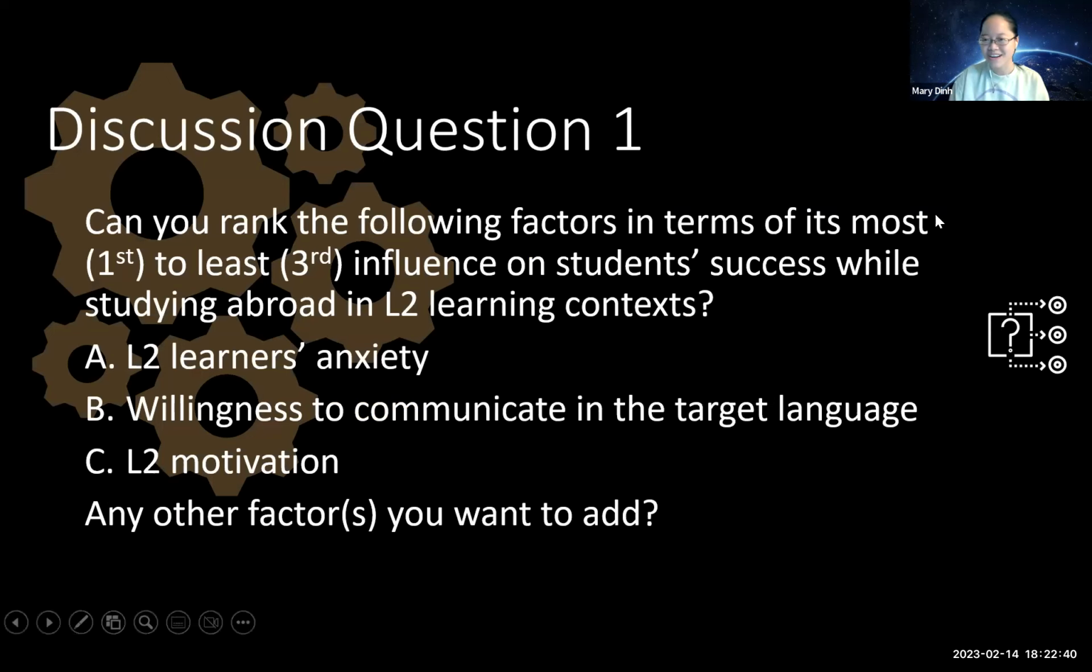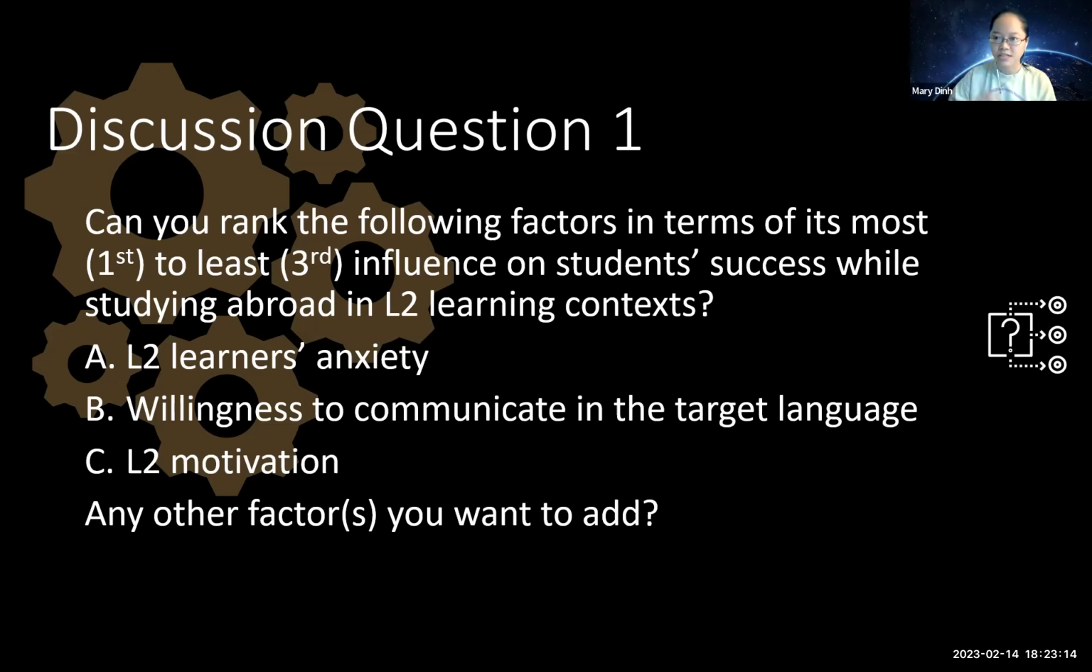Well, I have a discussion question to start our discussion today, and it will be more of a discussion-based part. So can you rank the following factors? Again, we talk about these factors from a social psychological perspective rather than a linguistic perspective, which we covered in the first part of the class. In this paper, it's more about affective factors and other peripheral factors that affect learning in a context.